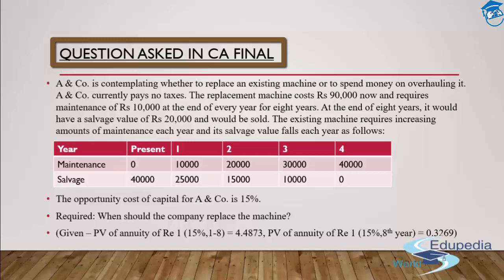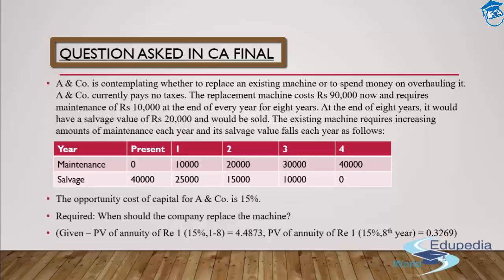For year two, that's going to be 20,000 and 15,000. Year three, 30,000 and 10,000. And finally, for the fourth year, maintenance is going to be 40,000 rupees, and the salvage value will be zero. Altogether a turnaround case as far as the comparison with the present case is concerned. The opportunity cost of capital for AN company is 15%. We are required to find when the company should replace the machine.